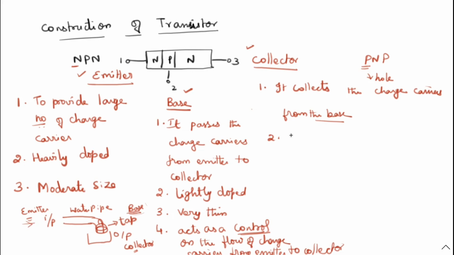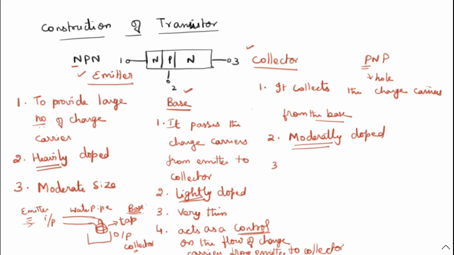Okay, that's why it is moderately doped. When we compare with the emitter, the emitter is heavily doped to produce a large number of charge carriers, and the base is lightly doped because its duty is only to pass them, and the collector is moderately doped. That will be the difference.